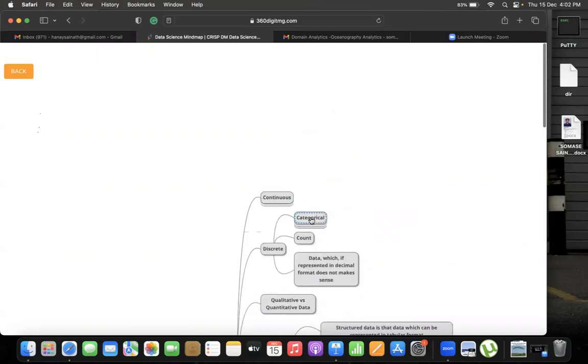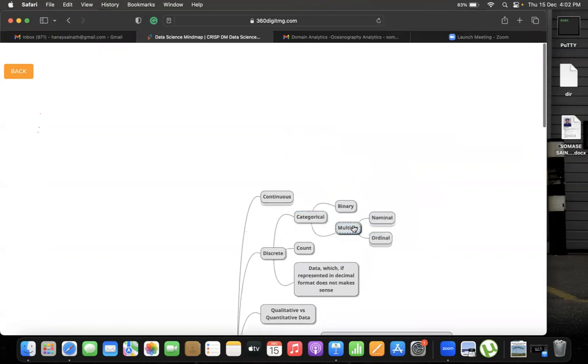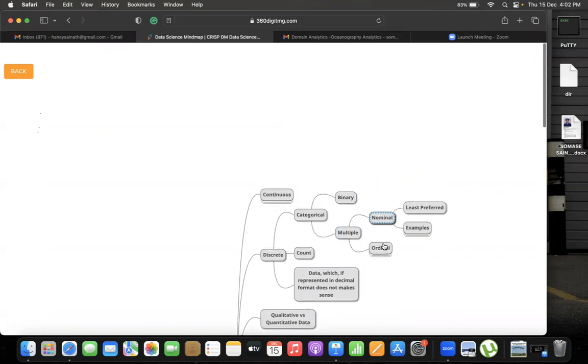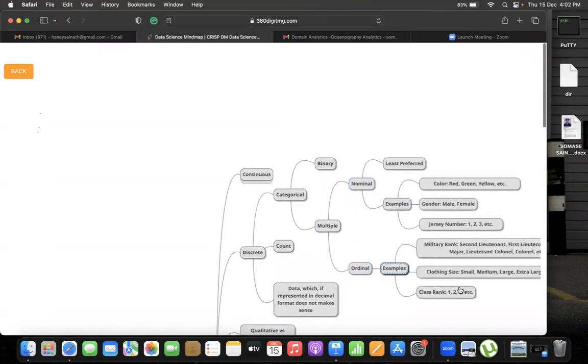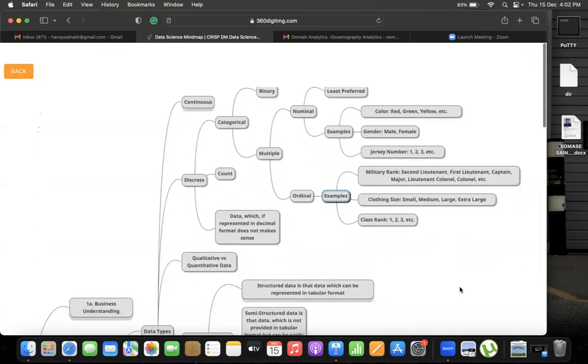In the discrete we have categorical. In this we have binary and multiple. Yes, you can go through this mind map. In the discrete data, we have categorical and count. In the category, we can use binary, multiple, and nominal.